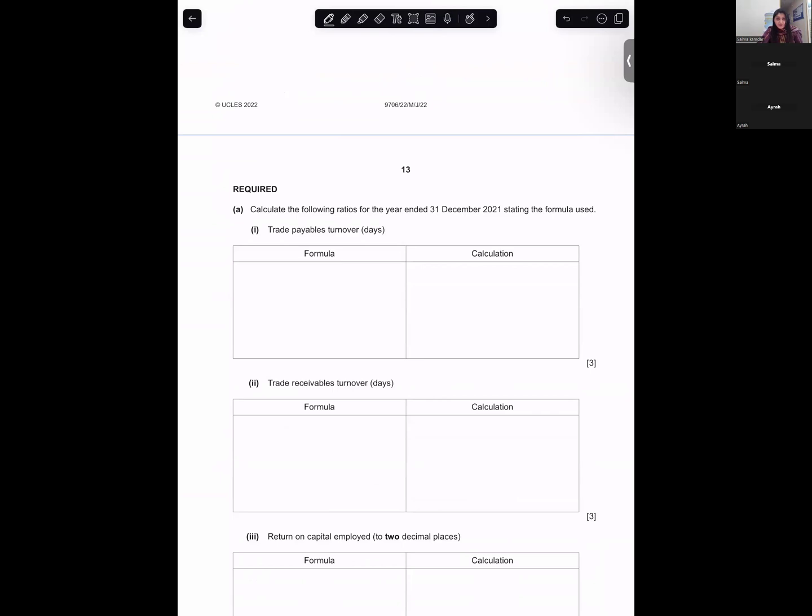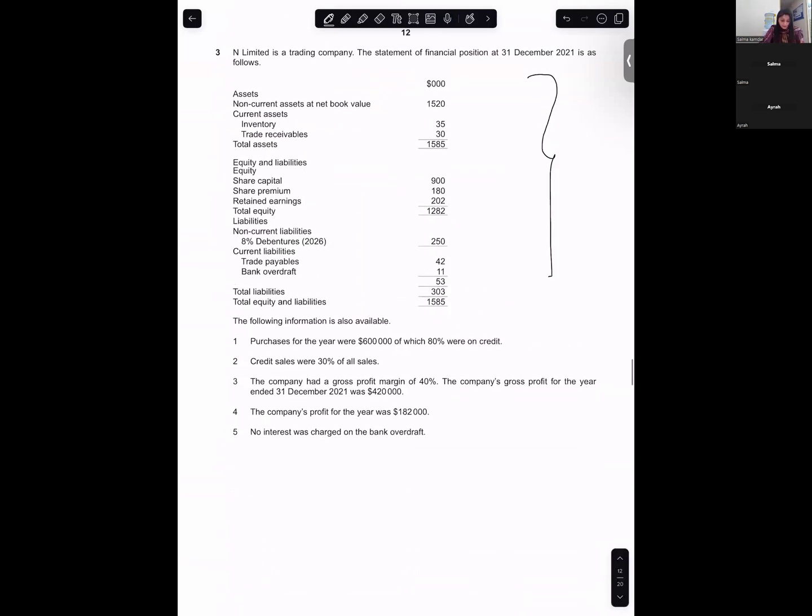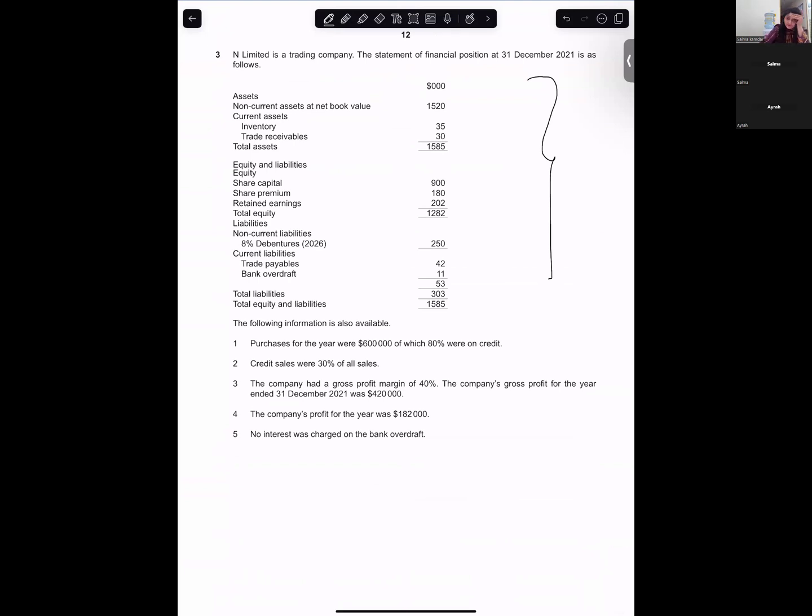Before you go to calculate any ratios, what do you think you should do? First, you'll have to find the credit sales and all the amounts first. Use these adjustments and incorporate them.